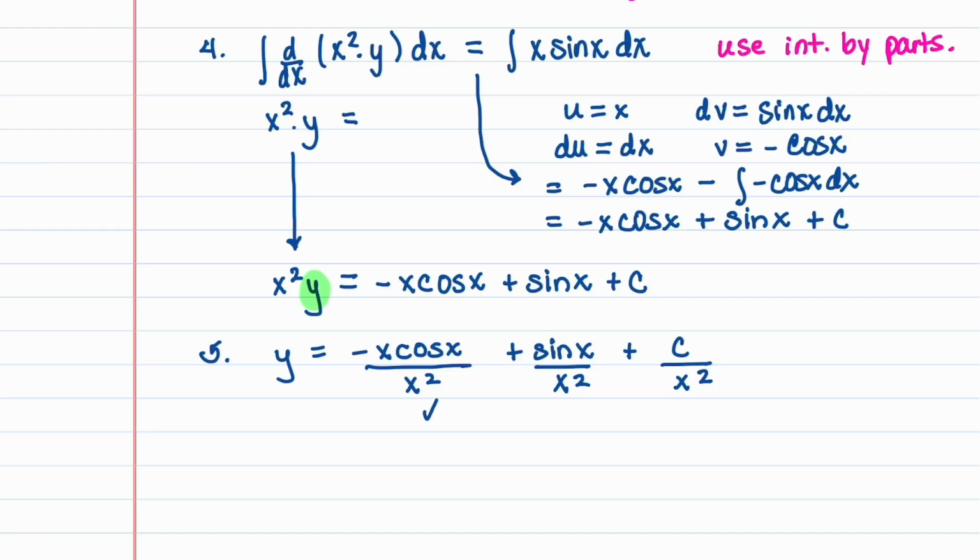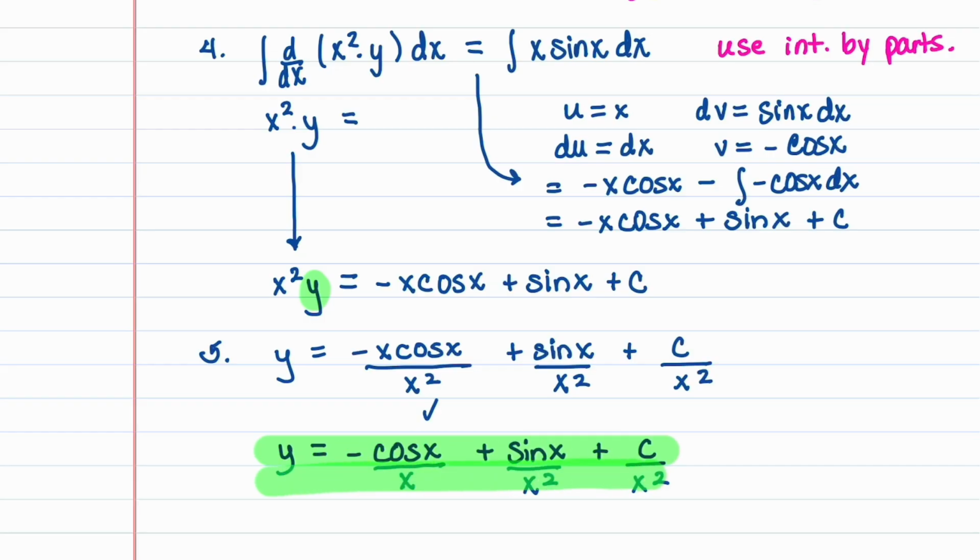It looks like we can simplify this first term. So let's do that. And we end up with y is equal to minus cosine x all divided by x plus sine x divided by x squared plus our c divided by x squared. And that's the solution to our differential equation.